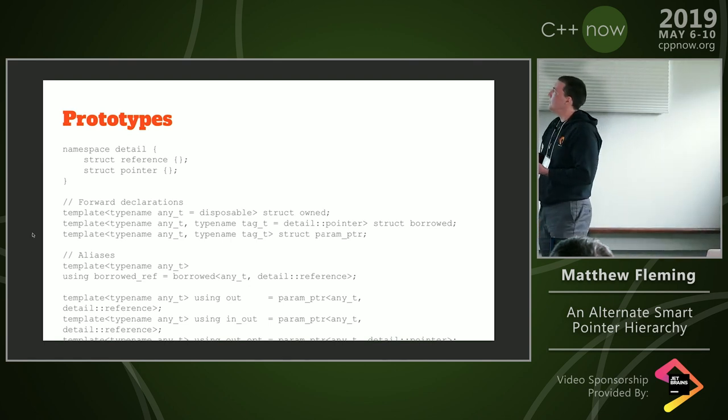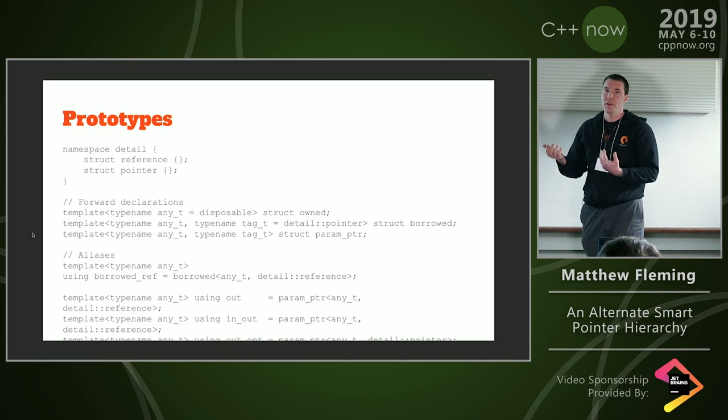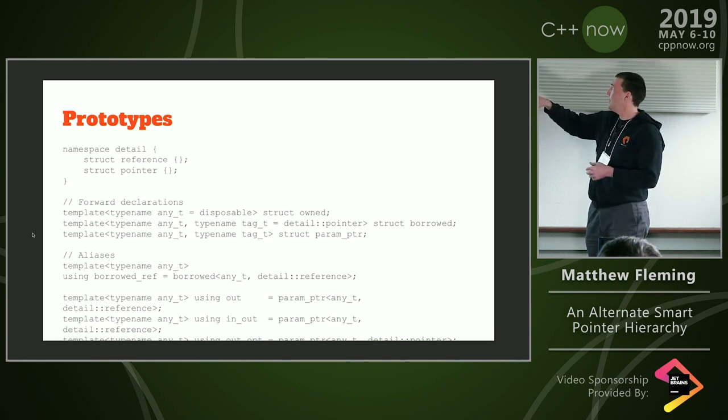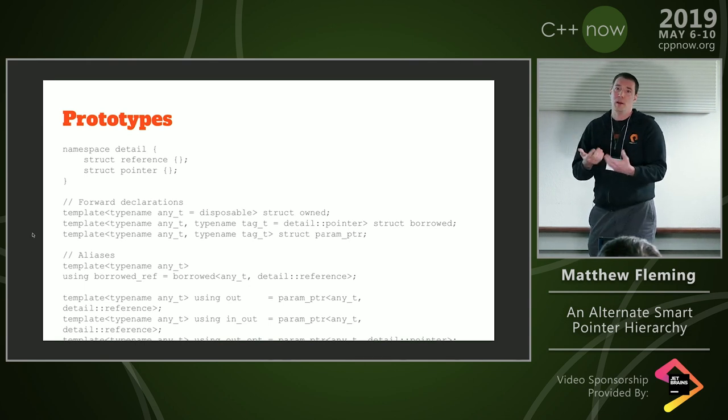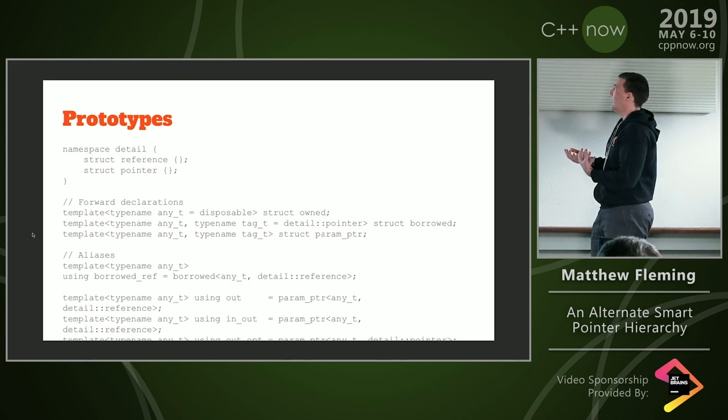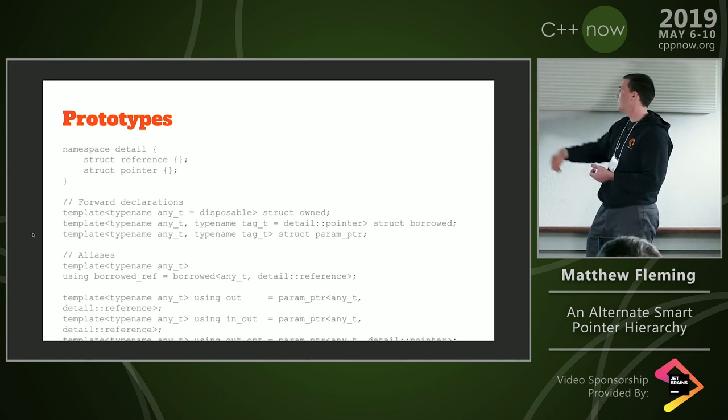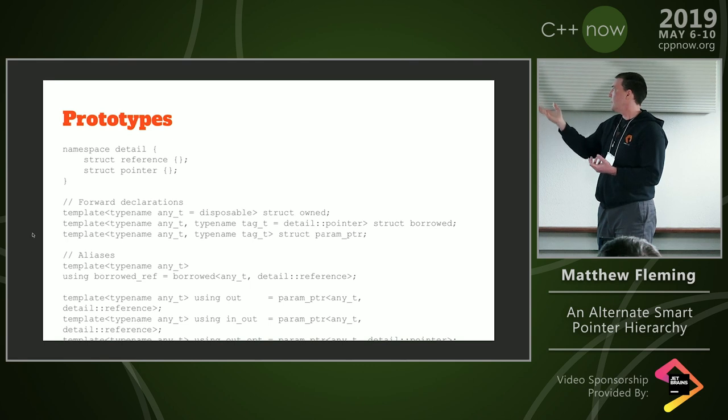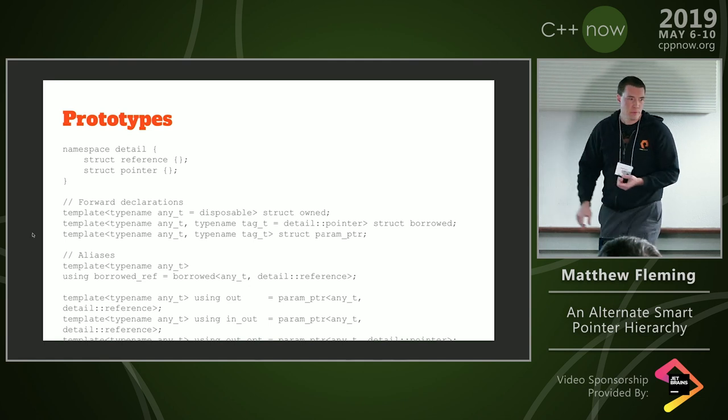There's a little bit of fun stuff in this because you get to do both some SFINAE and some static asserts on some things. So I have this idea that I want a reference or a pointer semantic on this borrowed and this out object. And so I'm going to forward declare some things. I've got an owned, which takes something that's probably disposable, but you can put anything you want. I've got a borrowed, which defaults to pointer, but you can make it a reference using, it fell off the bottom.